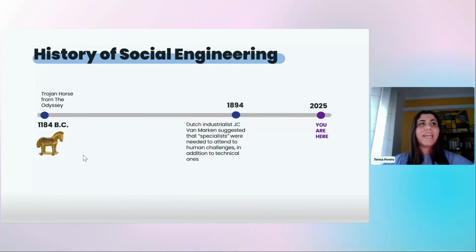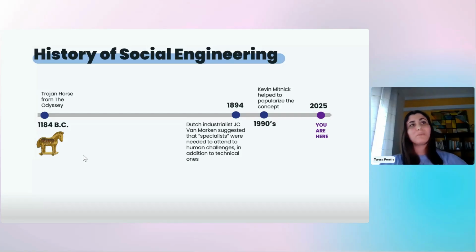After this, we have in 1894 J. Stephen Markin. So he was having some issues in his factories with the employees. They were not happy. So he thought that maybe if he hired some social engineers, they would be able to implement some programs, some policies, and hopefully all of this would lead to the happiness of the employees. And if you are happy, you are productive, right? And last but not least, in the 90s, we have Kevin Mitnick, right? One of the greatest hackers that our world ever saw. So Kevin Mitnick kind of helped popularize the concept in the 90s.